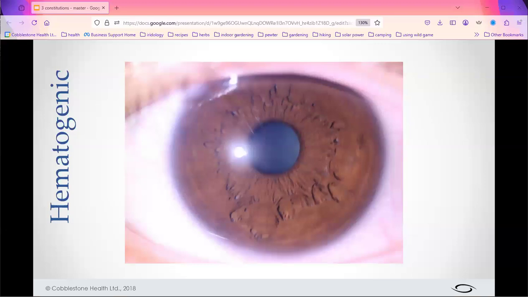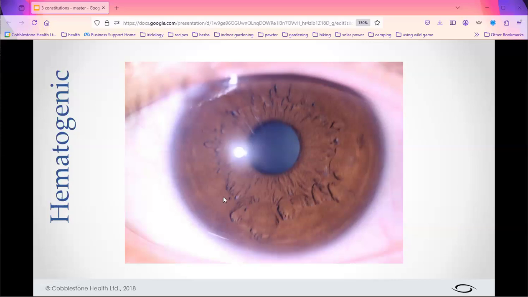So as you look at something like this, if someone has allergies, you're going to be able to ascertain that there's probably a strong liver component. And then from there, you can work with diet and supplements to help balance out that liver.